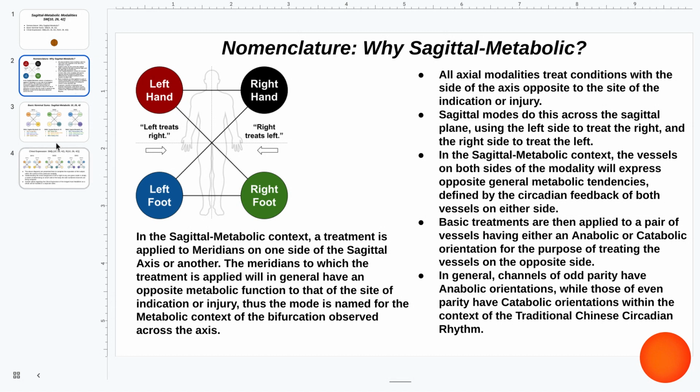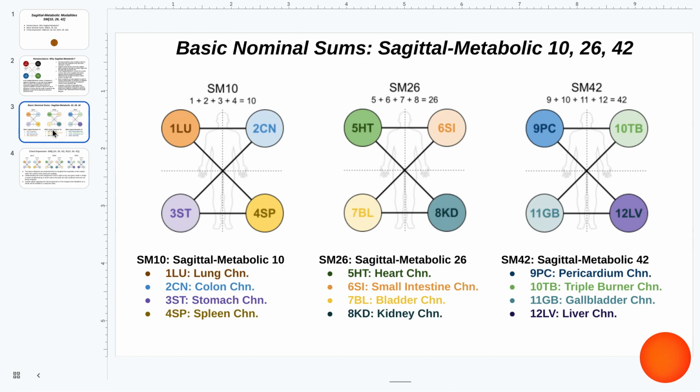Slide 2, Basic Nominal Sums. The 3 modalities shown here are some of the more common patterns used in treating clinical complaints. Setting the semantics of their physiological expression aside, this material will provide a valid nomenclature useful for categorizing the modes themselves and their orientation within the scope of the Global Balance Method. Proceeding from left to right, the sagittal metabolic modalities are composed as follows. Sagittal metabolic 10 consists of the lung, colon, stomach, and spleen vessels, labeled for their nominal equation 1 plus 2 plus 3 plus 4 equals 10.